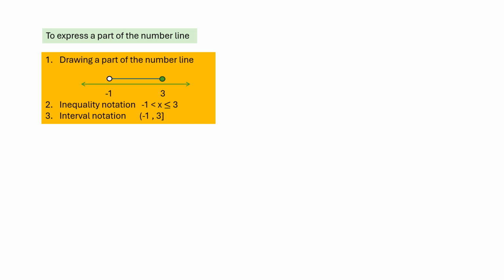If we express this in inequality notation, we write, as you see, x greater than -1 and less than or equal to 3. The third type of expressing is called interval notation. Interval notation is like an open bracket at -1 until 3 with a closed bracket. Look at the shape of each bracket, open or closed.